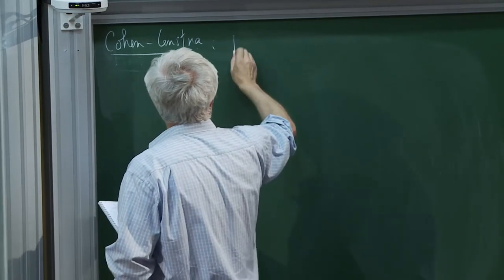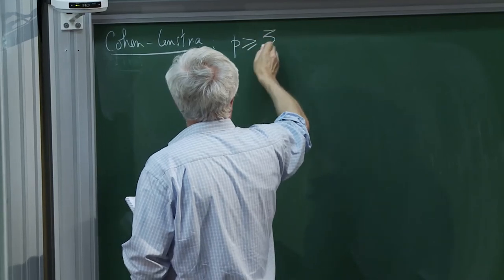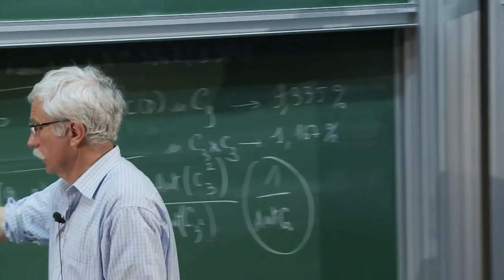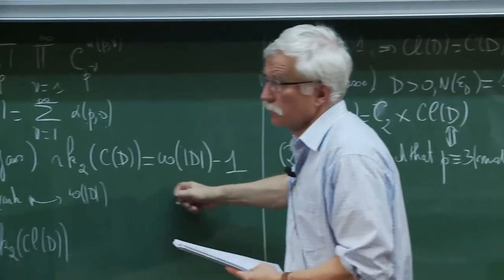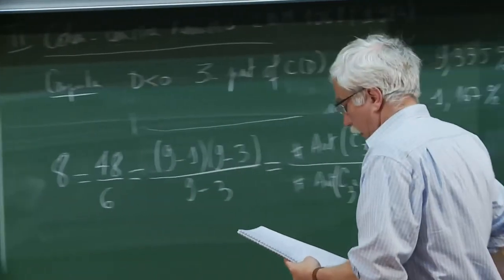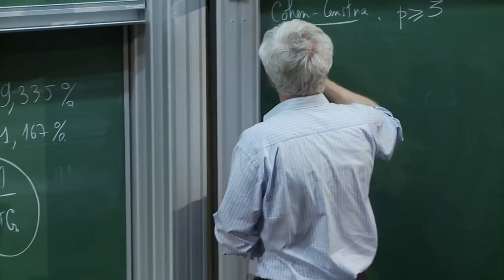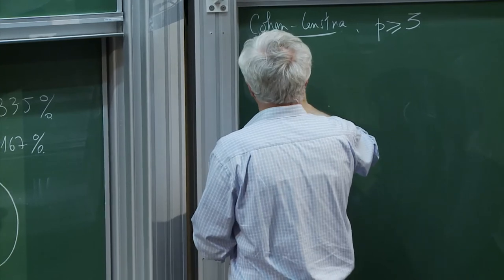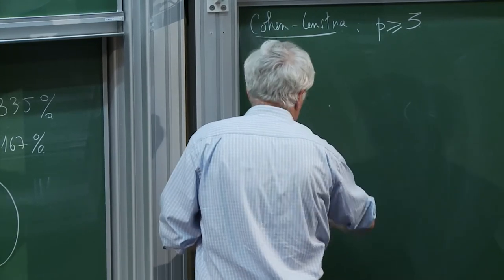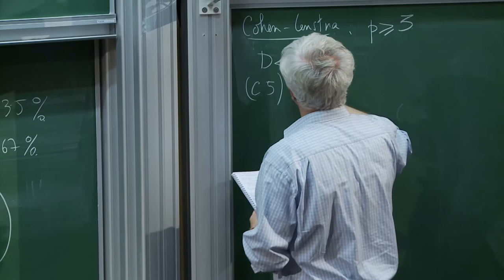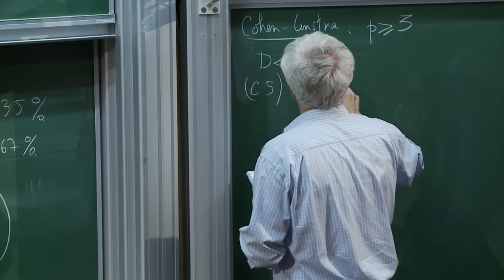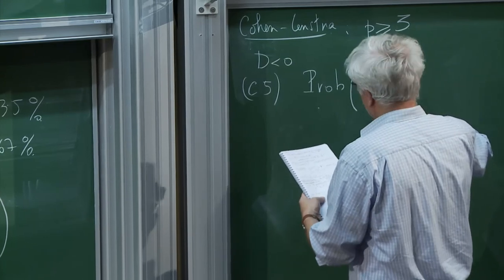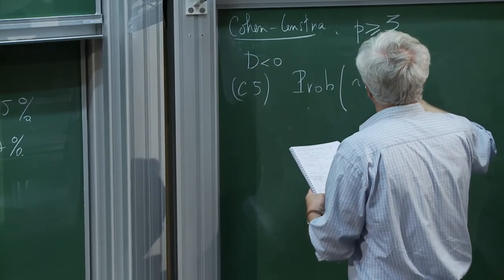So let p be a prime, at least 3. They were frightened by the prime p equals 2 because Gauss was waiting for them there. First of all, we suppose that D is negative. I use their notation, C5, number 5, because there are other conjectures, about the probability.